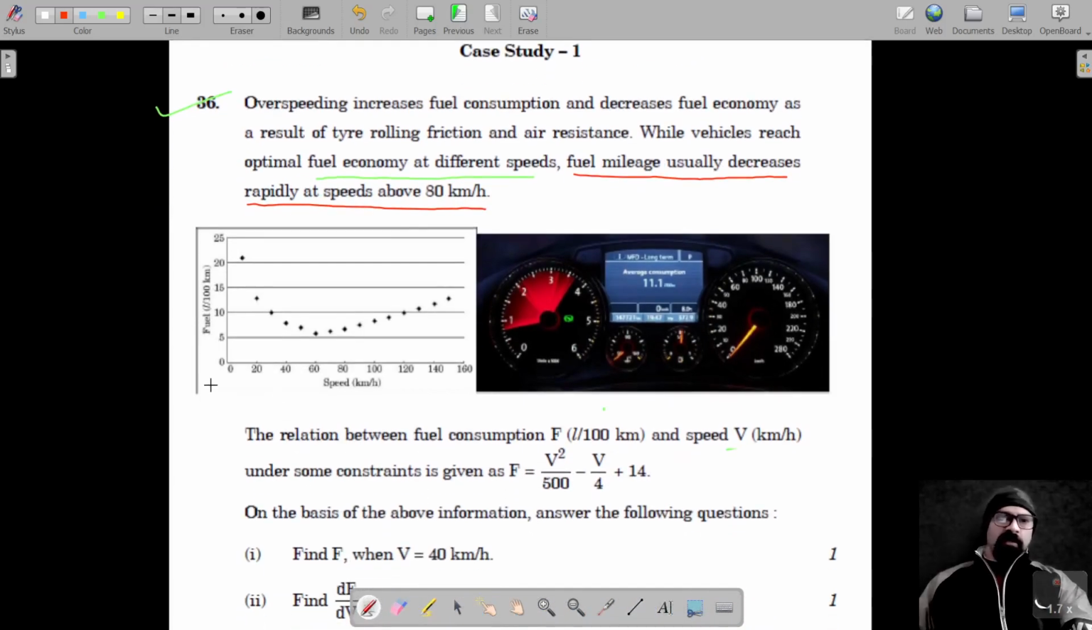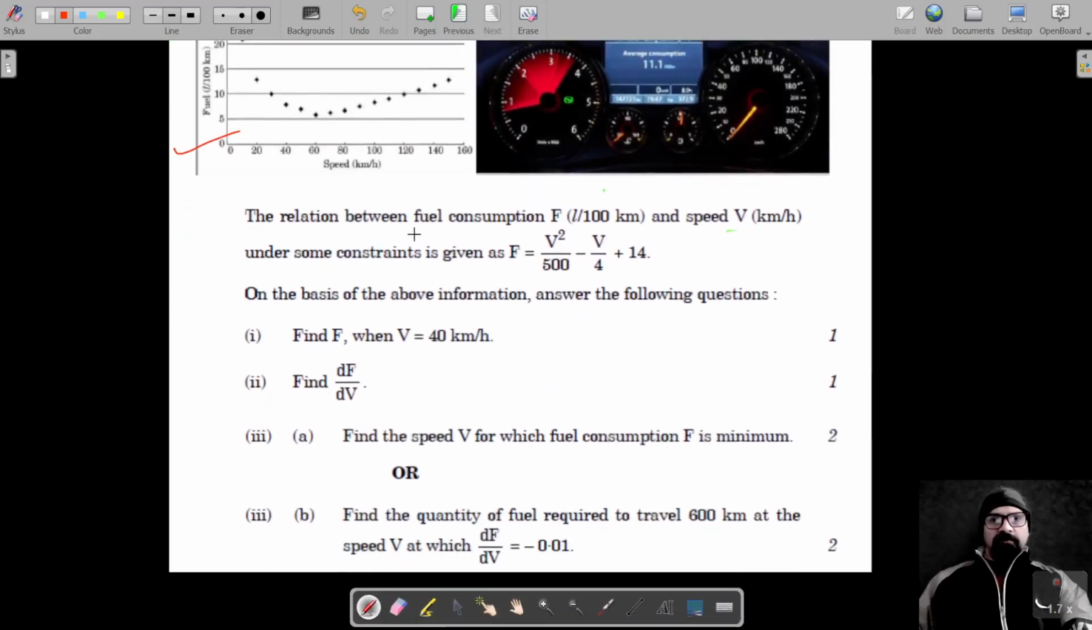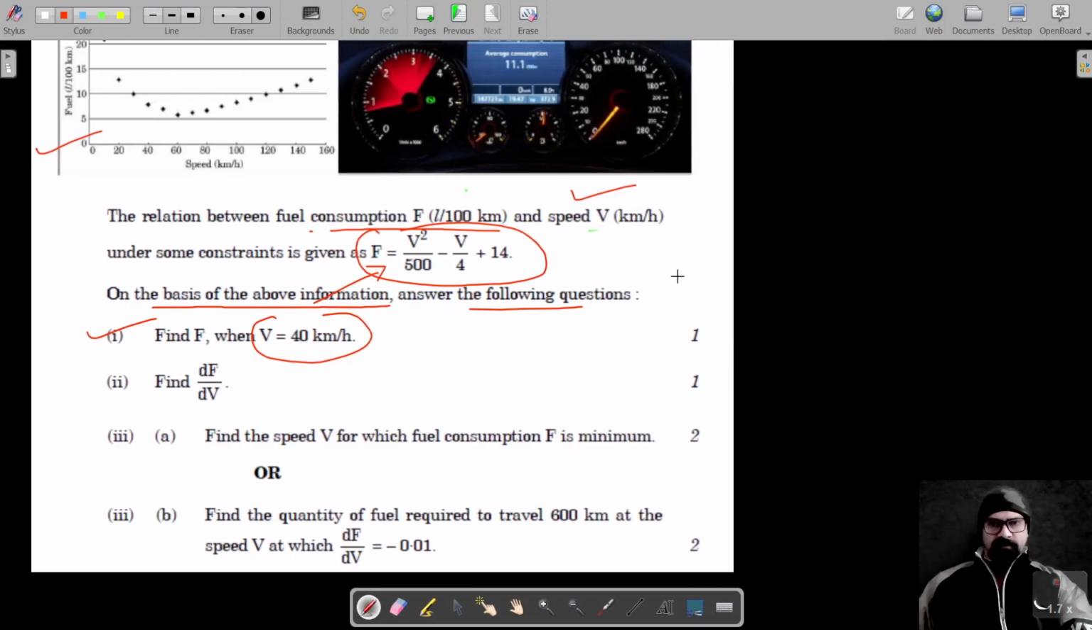This is the graph given for the fuel consumption at different speeds per 100 kilometer. The relation between the fuel consumption for every 100 kilometer and the speed v, in kilometer per hour, is given by f = v square by 500 minus v by 4 plus 14. On the basis of the above information, we have to answer the following questions. The first one is to find f when v is 40 kilometer per hour, so we are going to use this relation.